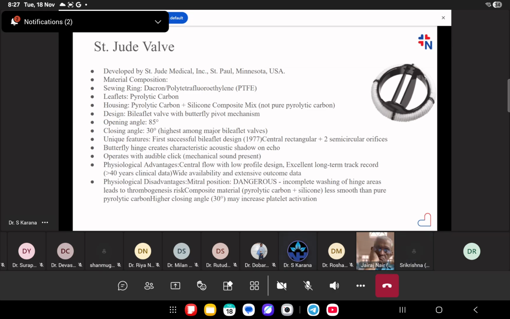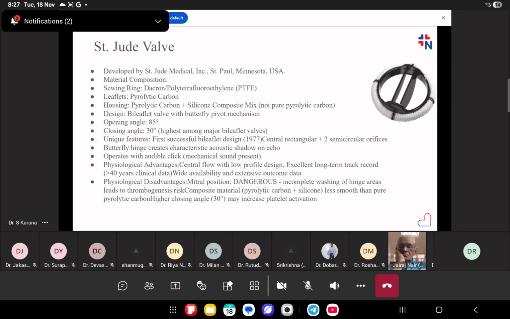Talking about the St. Jude valve, sir, developed by St. Jude's Medical in USA. The sewing ring is again made up of Dacron or polytetrafluoroethylene, PTFE. The leaflets are pyrolytic carbon. The housing is pyrolytic carbon with a silicon composite mix. The design is a bileaflet valve with a butterfly pivot mechanism. The opening angle is 85 degrees compared to 90 degrees in the Onyx valve. Closing angle is 30, which is almost the highest among the bileaflet valves.